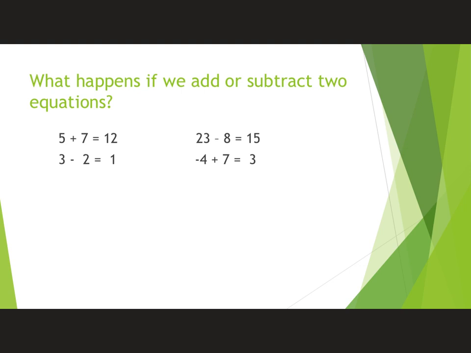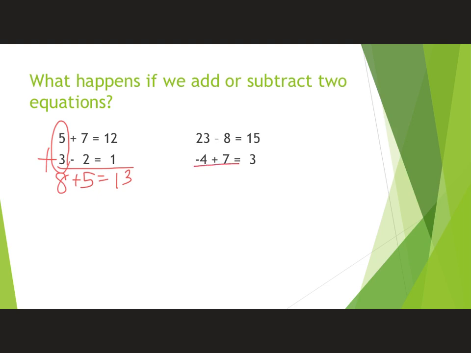So, first question, what happens if we add or subtract two equations? Let's take this equation right here and add the terms. So we're going to add straight down. 5 and 3 is 8. Positive 7 and negative 2 is 5. I'm going to bring down a plus here. Bring down my equals, 12 and 1 is 13. Well, what happened? Do we get a true statement or an untrue statement?